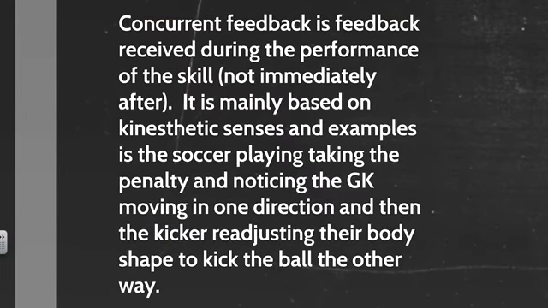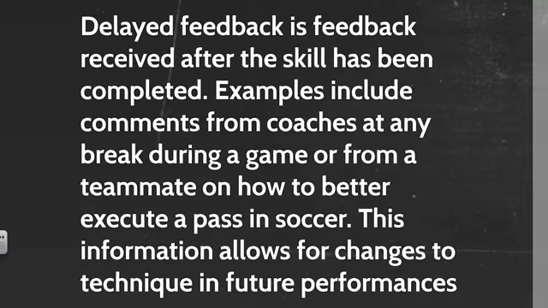Concurrent and delayed feedback. Concurrent feedback is feedback received during the performance of the skill and not immediately after. That's an important distinction. It's actually while the skill is taking place. It is mainly based on kinesthetic senses again. An example would be a soccer player taking a penalty kick at goal. As he's on the approach to actually striking the ball, he notices the goalkeeper is moving in one direction, and then the player is able to readjust their body position to send the ball in the opposite direction to the keeper. Delayed feedback is feedback received after the skill has been completed.